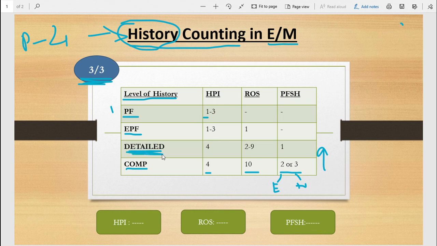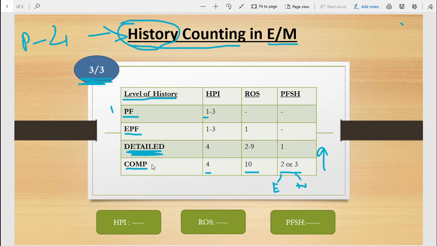For detailed, what requirements are given? 4 points in HPI. As per your report, 4 points are there. And 2 to 9 in ROS. In your report, 10 points are there, so we can consider 2 to 9. And in your report, 1 point in PFSH. Only 1 point is given, so we should consider detailed in history counting. So the level of history is detailed. Like that, guys, we have to learn history counting. Here I have given 3 by 3, that is the only meaning.